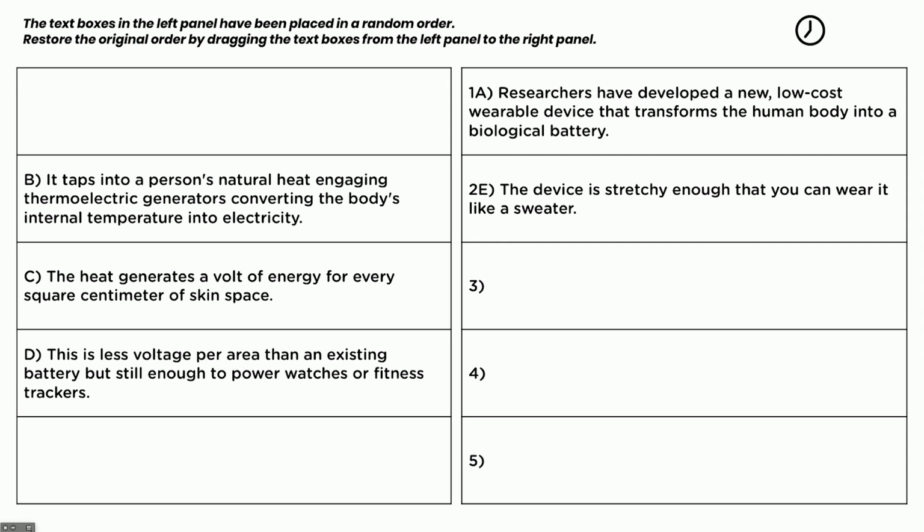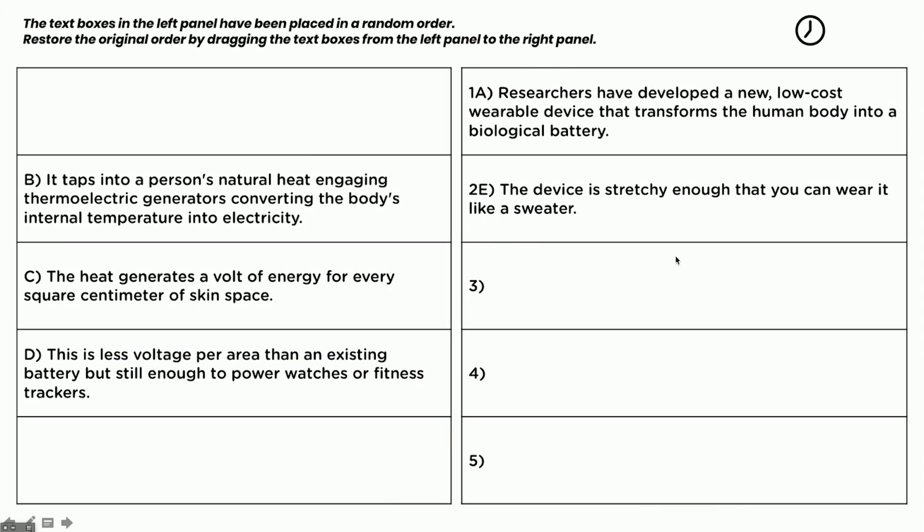Let's read them together. So, researchers have developed a new low-cost wearable device that transforms the human body into a biological battery. Now, you may have gone to B there. It taps into a person's natural heat, engaging thermo, and so on. But what we're going to find out in a second is that that one connects to another one, and therefore it can't come at the beginning because then you're going to have a weird ending to your paragraph.